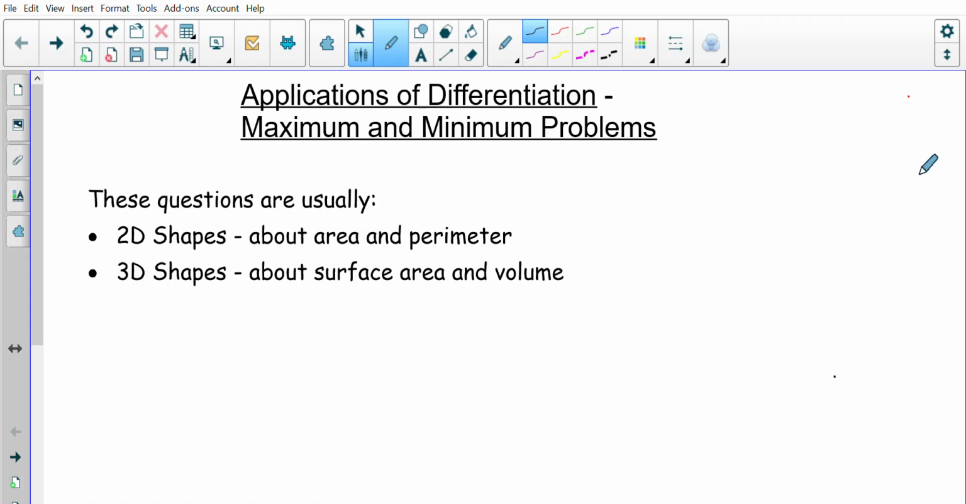In this lesson, we're going to look at the last part of differentiation, which is how we can use what we've learnt about finding the maximum and minimum value of functions and apply that to real life problems. So these questions are usually about shapes. In 2D shapes, they'd be about finding a maximum or minimum area or perimeter, and in 3D shapes, they'd be about finding a maximum or minimum surface area or volume. So we're going to go straight into an example to see how this works.